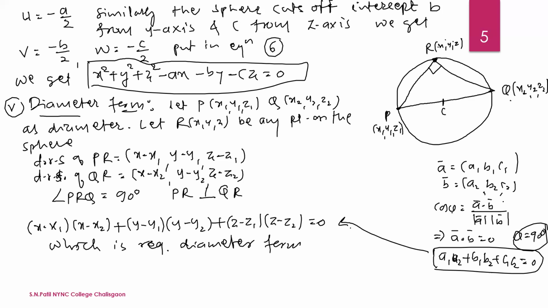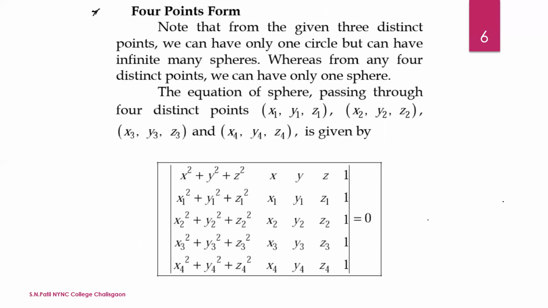Now the last is the 4-point form. Here I am directly putting the 4-point form. The equation of the sphere passing through the 4 distinct points (x1, y1, z1), (x2, y2, z2), (x3, y3, z3) and (x4, y4, z4) is given by the determinant. Okay, so this is the 4-point form.